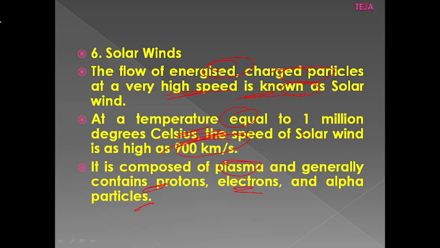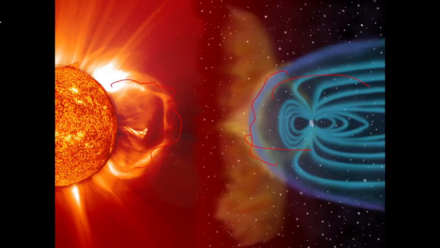Because of these solar winds, plasma comes out. Plasma is nothing but another state of matter, right? It also contains protons, electrons and some alpha particles. You can see here what happens to the Earth because of the solar winds.